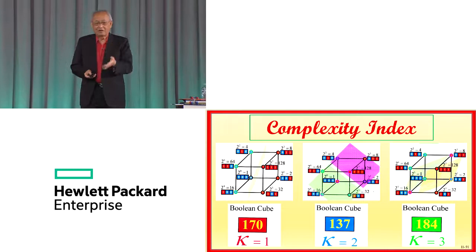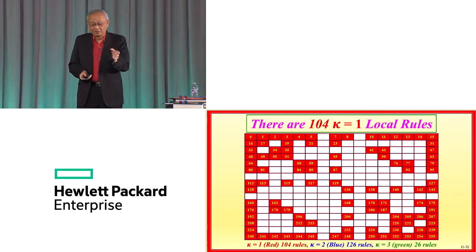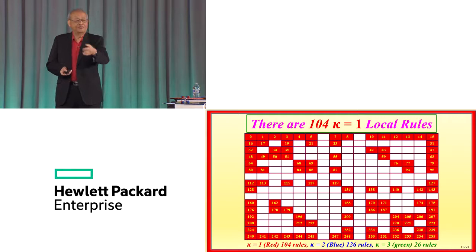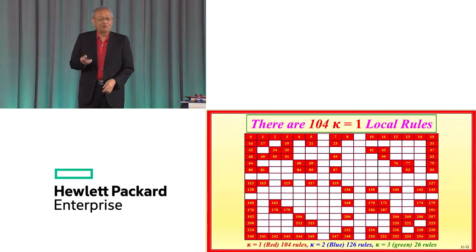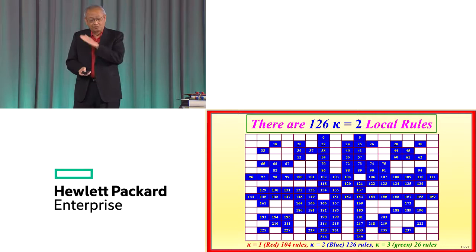You know, that would be the very simple thing that kids can do. Really kid stuff. When they do that, you can now ask them to fill up the table. Of the 256 rules, 104 of them can be separated with only one surface, and those are index one. There are 126 that need two planes to separate. They are blue. So those are the numbers.